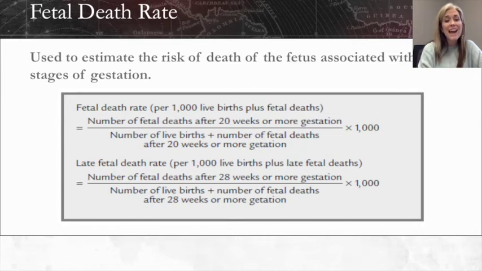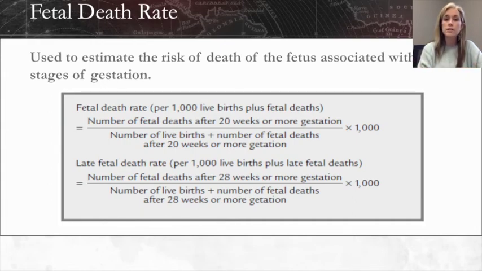If you wanted to look at late fetal death rate, then that late time period is number of fetal deaths after 28 weeks or more of gestation over a similar population. So what does this tell you? Well, we know that miscarriage rates are very high in the beginning of pregnancy, but then they start to taper off. And so if you have a spike in fetal death rates in a population, that's really alarming, because after that 20 weeks of gestation, you're dealing with an entirely different ball game, right?